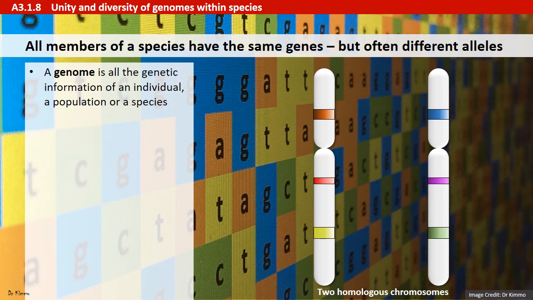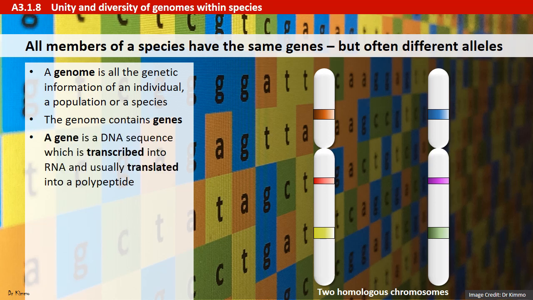A genome is all the genetic information of an individual, a population, or a species. We can talk about, for example, a person's genome or the entire human genome. The genome contains genes, and a gene is a DNA sequence which is transcribed into RNA and then usually translated into a polypeptide. But it's not always translated. Also, the DNA sequences which code for ribosomal RNA, for example, are also genes, but they are not translated into a polypeptide.